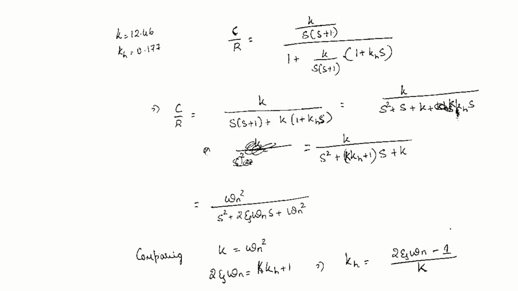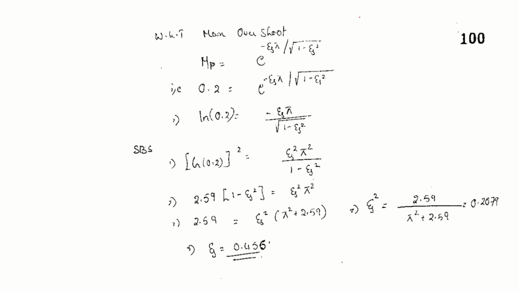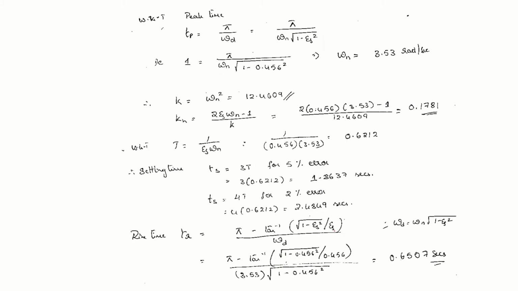So get C by R. From that compare with omega n squared, then you will get what is K, what is KH. Now find the zeta value and omega n value. So overshoot is given, I can find zeta value. Peak time is given, I can find omega n value. Then I can find K and KH.